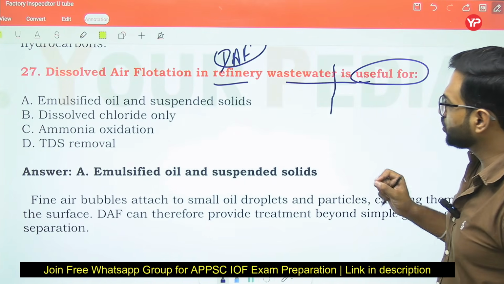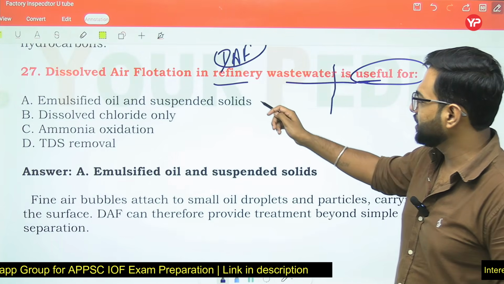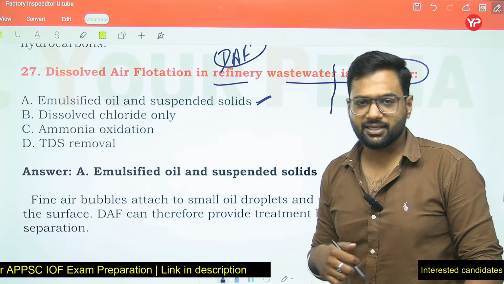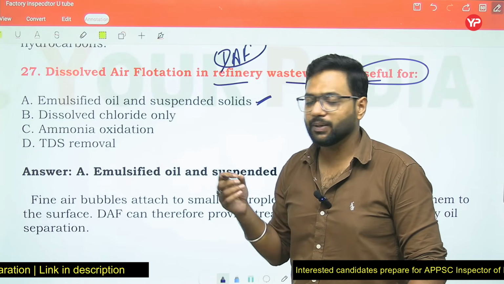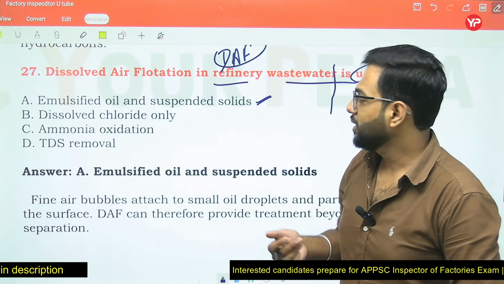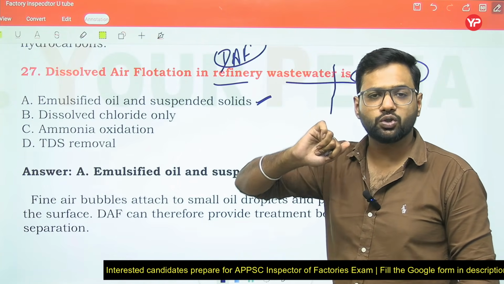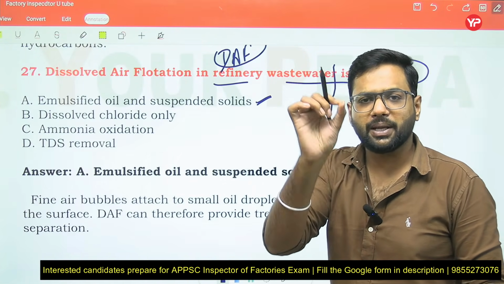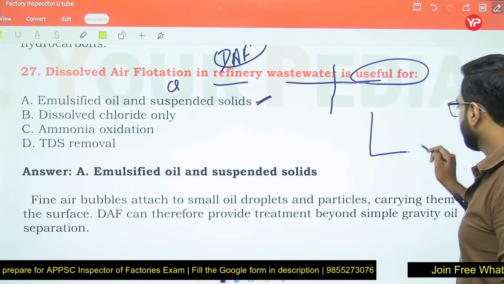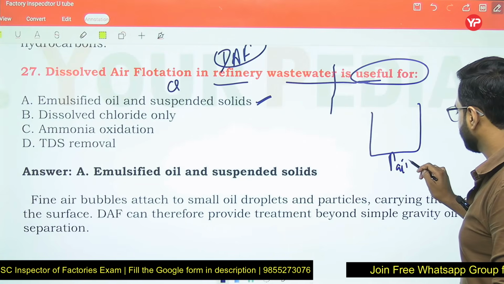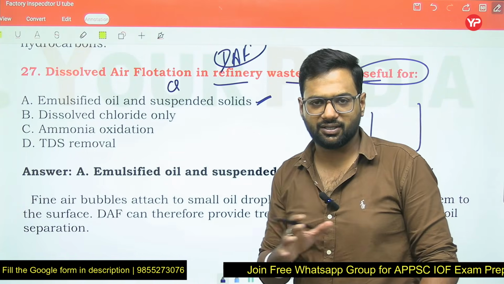But the question is saying dissolved air flotation in refinery wastewater is useful for emulsified oil and suspended solids. Yes, emulsified oils and suspended solids. If some suspended solids are there, and also oil particles present in emulsification form, then during dissolved air flotation we also supply some amount of chlorine from the bottom, along with the air. We have discussed this in detail in our classes, every point.